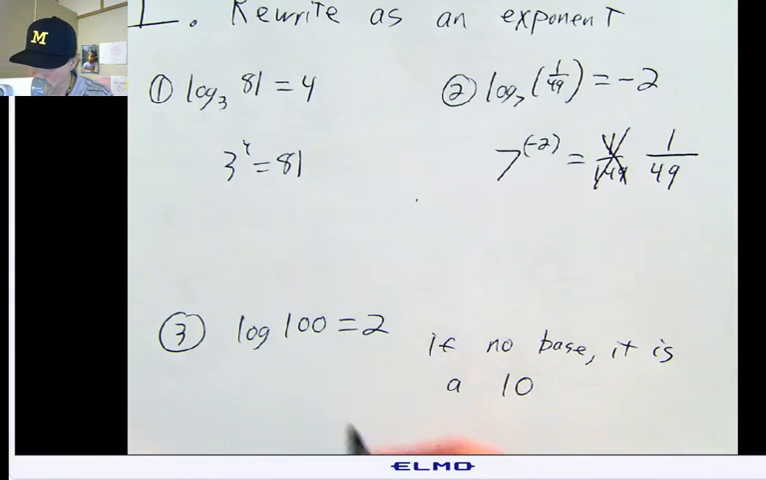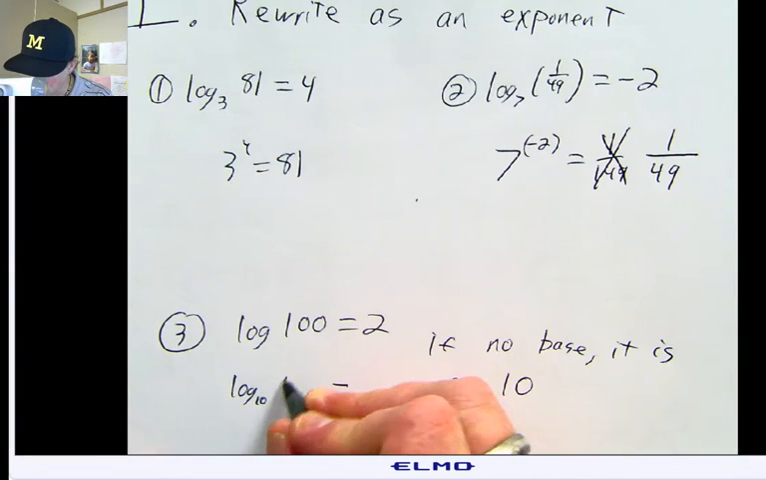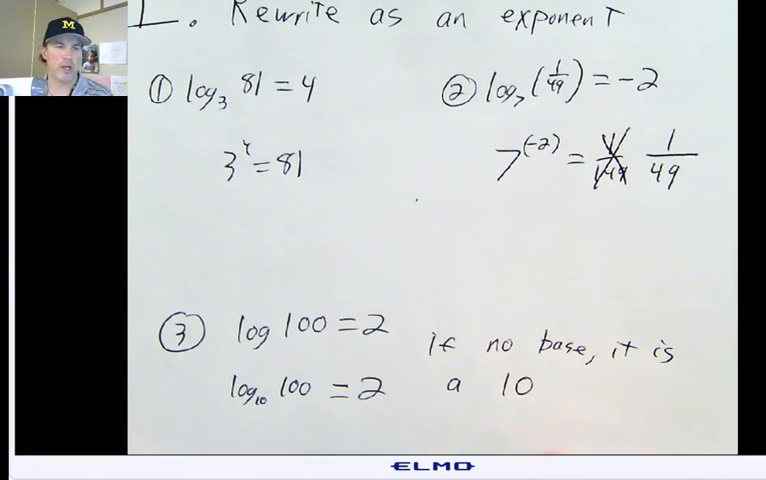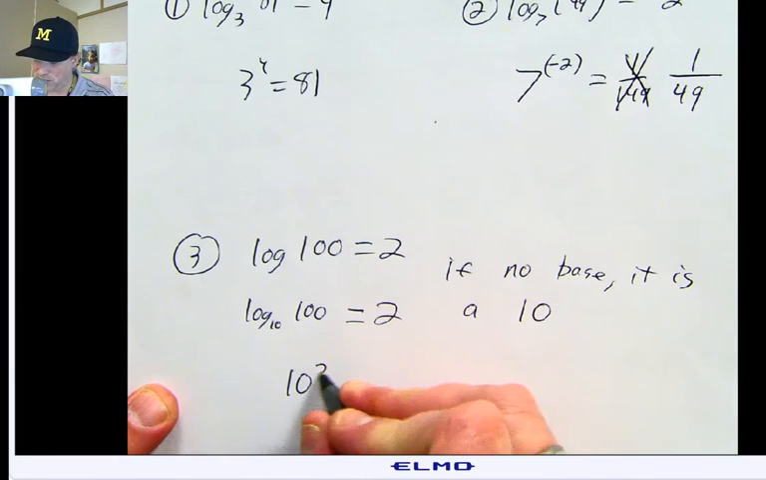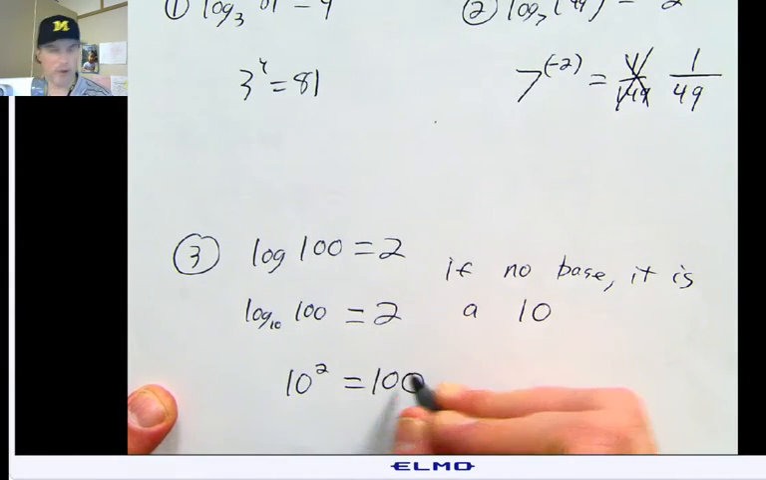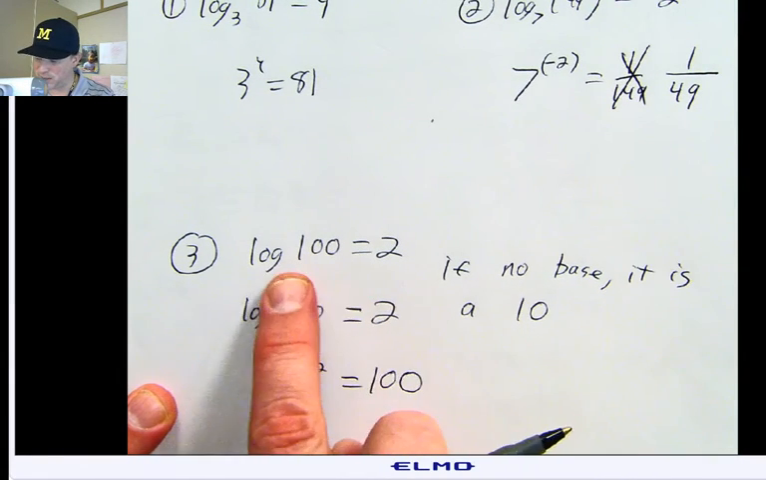Base 10. So this is equivalent to log base 10 of 100 equals 2. And now you go, b to the y equals x. 10 to the 2 equals 100, which is a true statement. So if there is no written base, it is a 10.